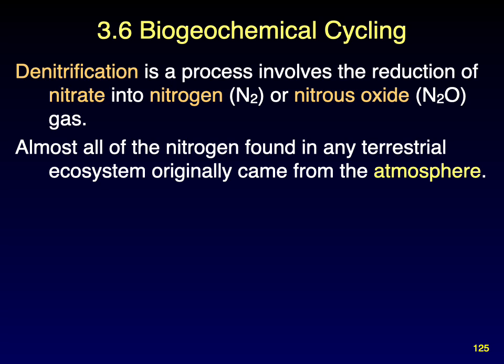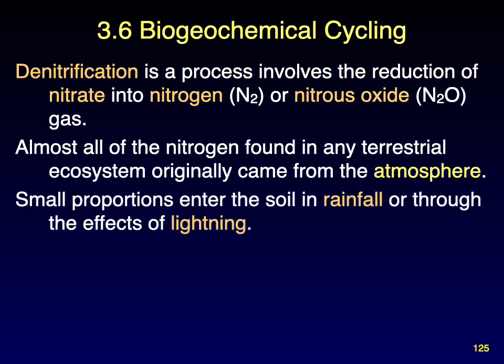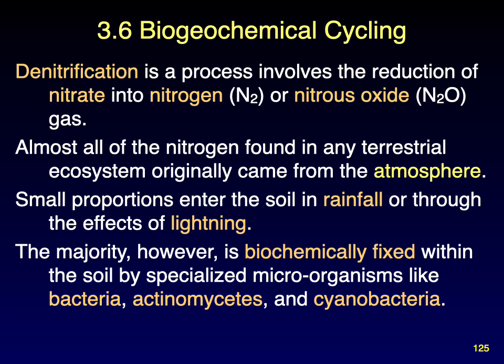So almost all of the nitrogen found in a terrestrial ecosystem originally came from the atmosphere. How does it first enter the ecosystems? It can enter by way of lightning. So lightning, the high temperatures of lightning, can convert nitrogen gas into solid forms of nitrogen, and then it falls out in rain. Or, and this is most of the nitrogen in ecosystems, it can be biochemically fixed by specialized microorganisms like bacteria, actinomycetes, and cyanobacteria. And I talked about these bacteria before. They usually form symbiotic relationships with plants, and they exchange nitrogen for carbohydrates with the plants in nodules that are found in the root system.